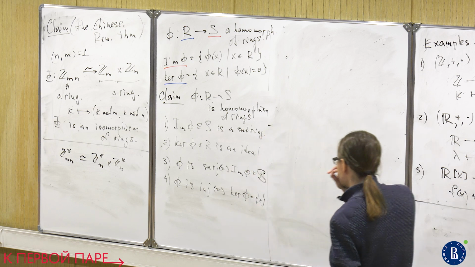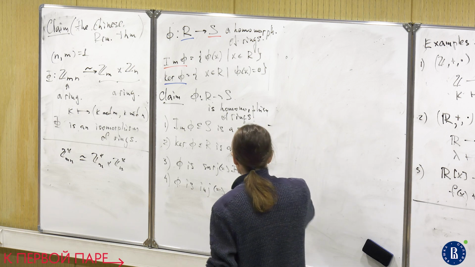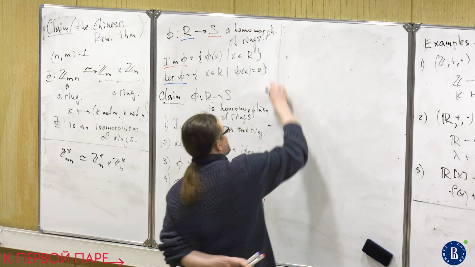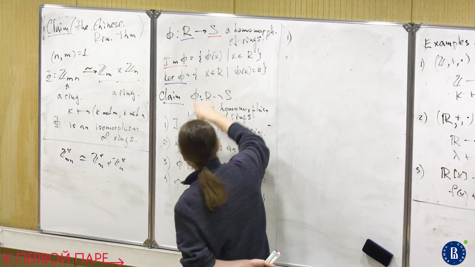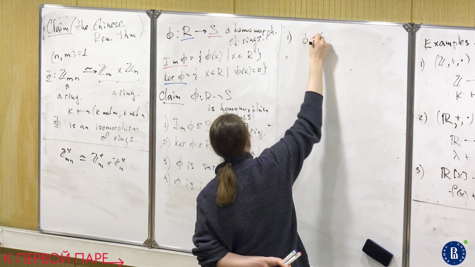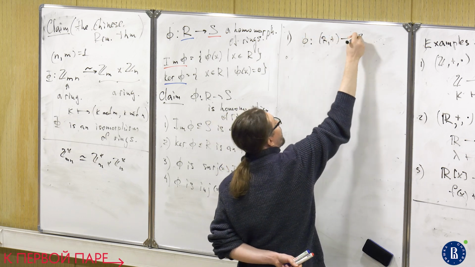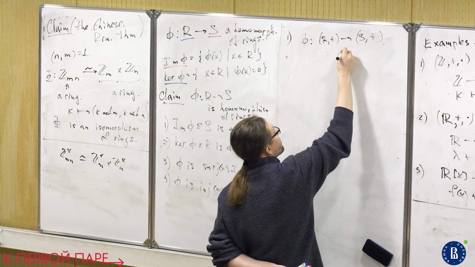Now, let's check the first one, that the image of phi is a subring. So first of all, since this is a homomorphism of rings, we can forget about multiplication. And this map is the homomorphism of abelian groups.